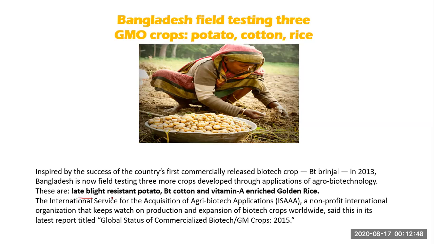These are called late blight resistant potato. That is a disease. You know that it is a disease of potato. Then Bt cotton and vitamin A enriched golden rice. These types of crops are now being tested in the field, and it was tested almost in 2015. I think till now it may be in the market.